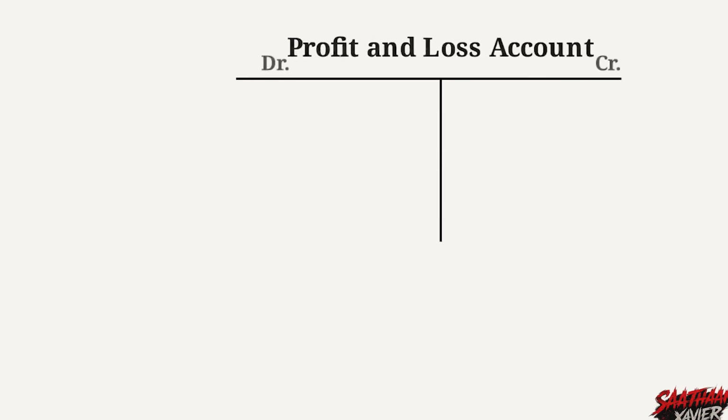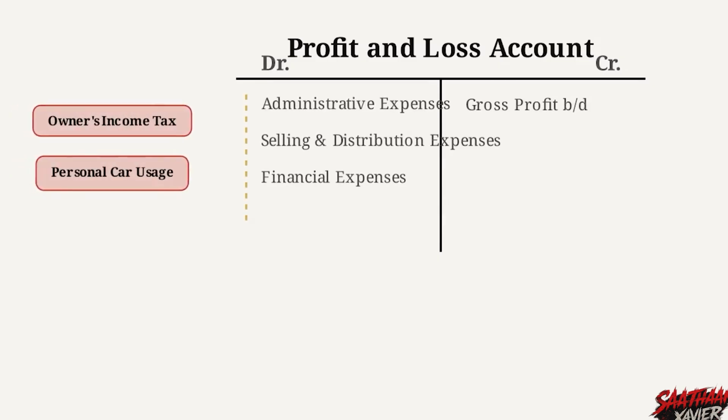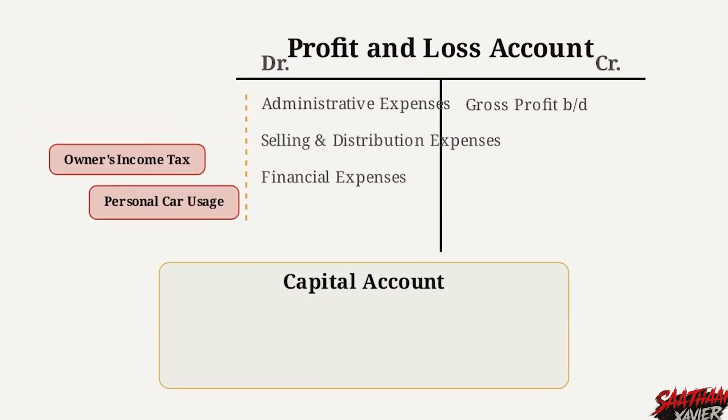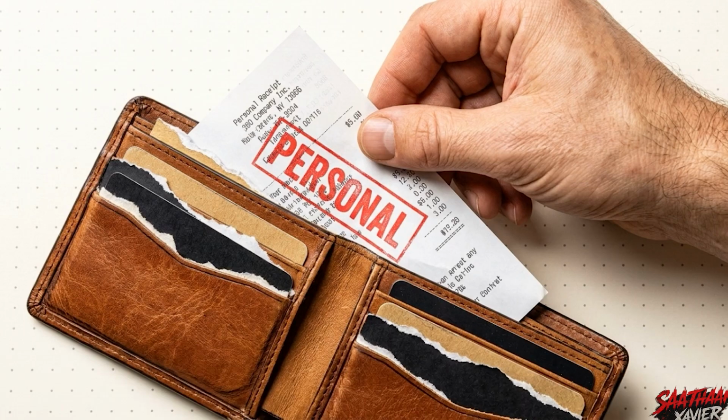On the P&L debit side, expenses are grouped by function: administrative, selling, and financial. But not every check gets past this filter. For sole proprietors, personal income tax and personal car usage are rejected. These bypass the P&L entirely, going straight to the capital account. These personal items are considered drawings. Because they aren't business operations, they are treated as direct reductions of your capital rather than business expenses.